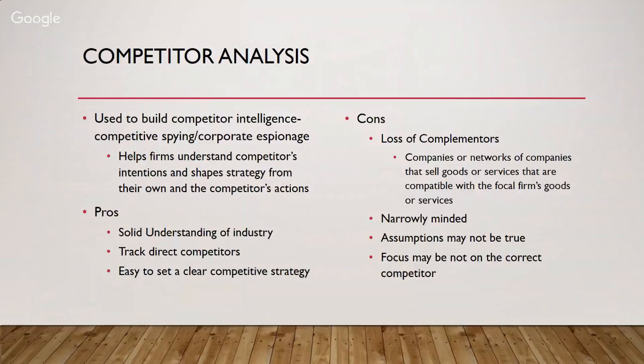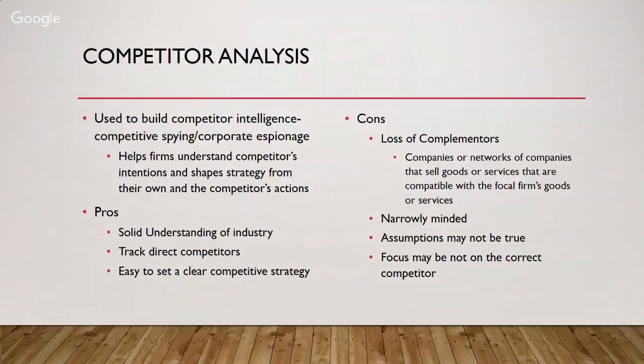There are quite a few pros and cons to this type of analysis. A few pros is that we can see a solid understanding of the industry that we are analyzing. We are able to directly analyze our direct competitors, and it is very easy to set a clear competitive strategy for these direct competitors. However, on the flip side, a few of the cons can be we're going to lose sight of complementors. These are companies or networks of companies that sell goods or services that are compatible with the firm's goods or services.